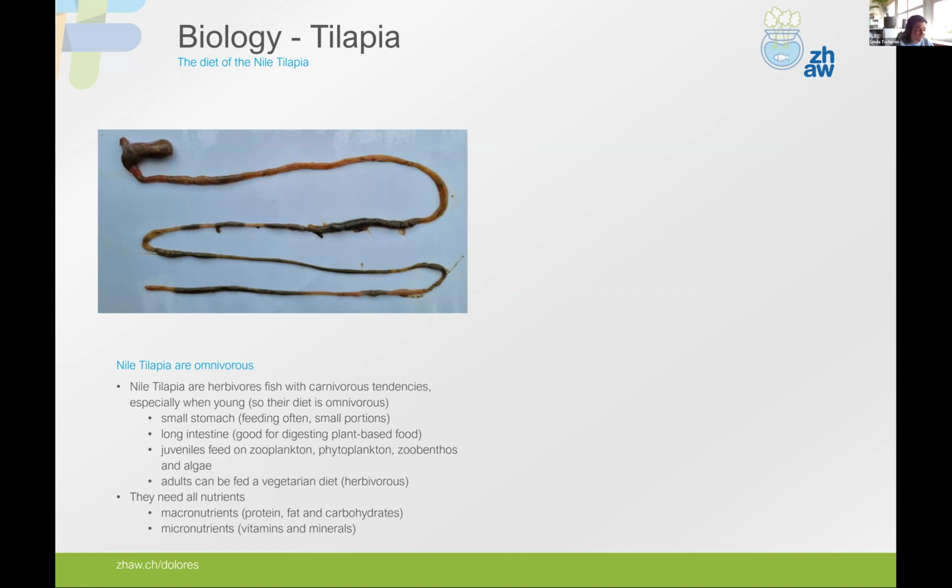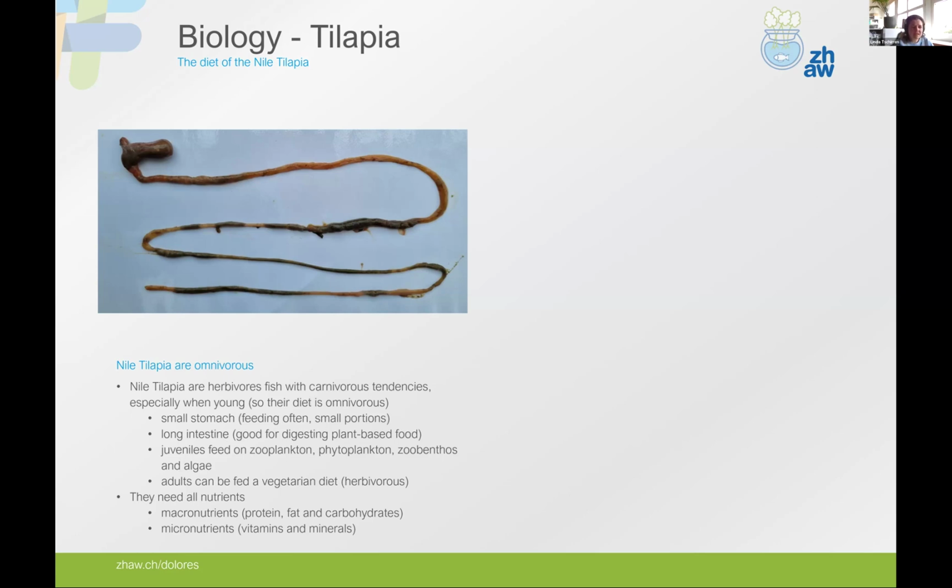So this is a very positive point for aquaculture for the Nile tilapia, because you can feed it in a more sustainable way because it doesn't need much fish meal and fish oil. Have in mind that tilapia need all the macronutrients, including the micronutrients with vitamins and minerals. So we need to ensure that this is in the feed that we are giving.